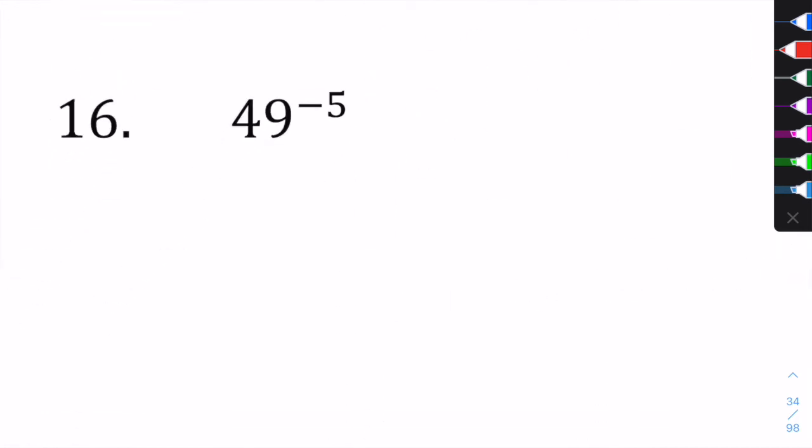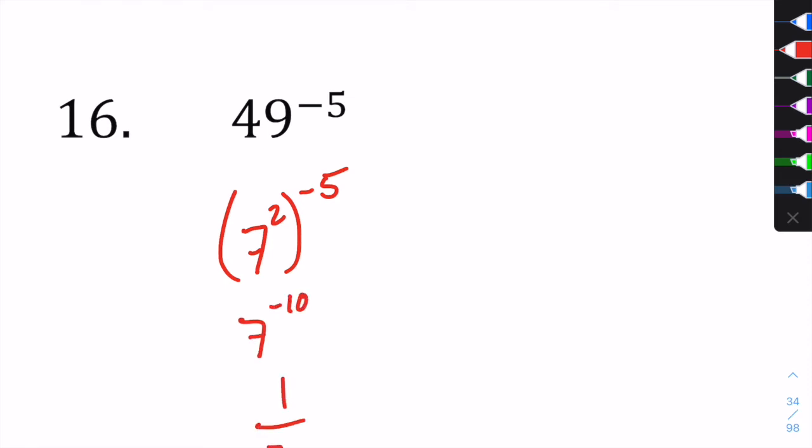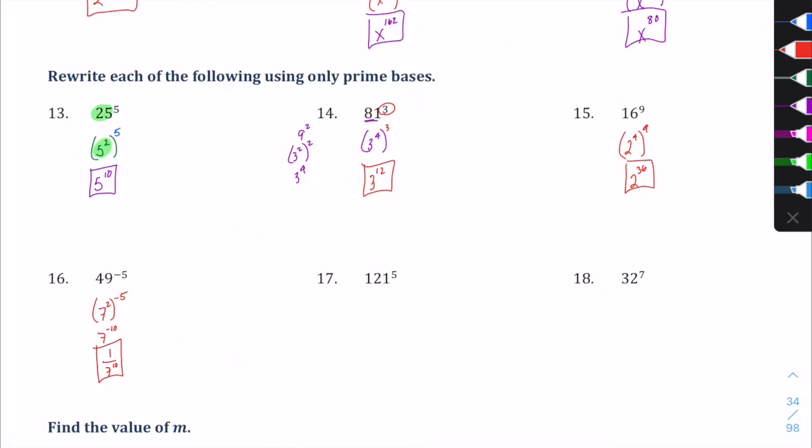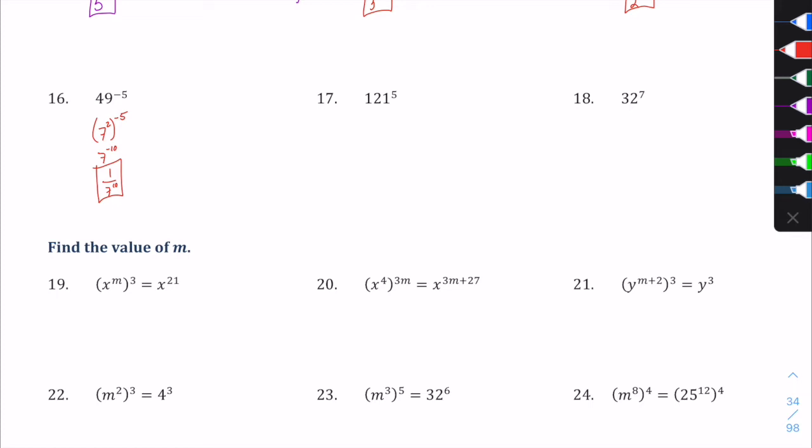What happens if we have a negative exponent? Well, let's just sit tight on the negative exponent for a moment, and let's handle this 49, which is 7 squared, to the negative 5th. And we can multiply those exponents using our powers property, and we get 7 to the negative 10, or 1 over 7 to the 10. Terrific.